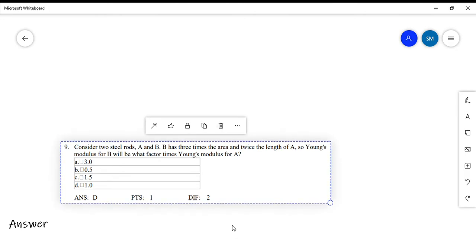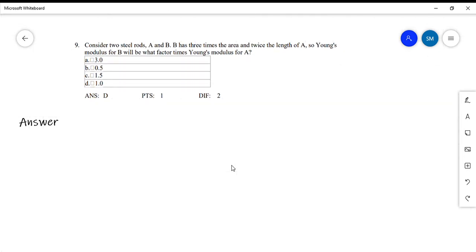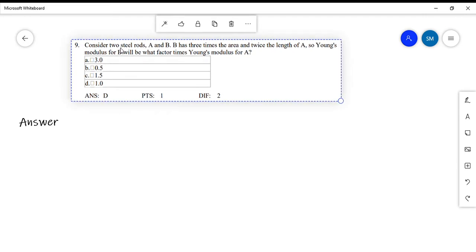Oh my god, this question has a trick. Consider two steel rods, A and B. B has 3 times the area and twice the length of A, so Young's modulus for B will be what factor times Young's modulus for A? A lot of givens, twice, 3 times, but you may forget something. Two steel rods, they are made of steel. Young's modulus is a constant for every material, so the ratio between them is 1.